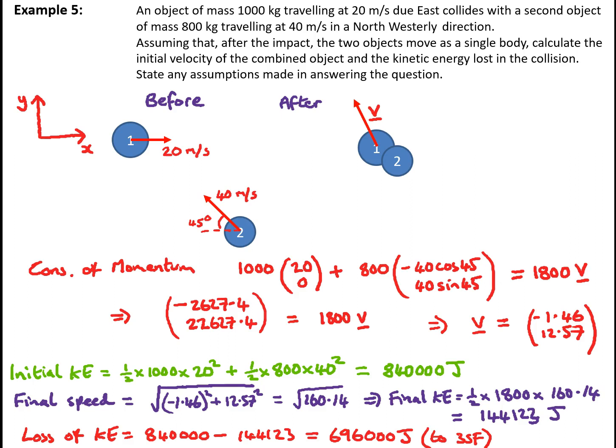Well, most of it, in the course of a collision between two heavy objects like this, will probably go into heat energy and sound energy, and possibly a little bit of light energy.